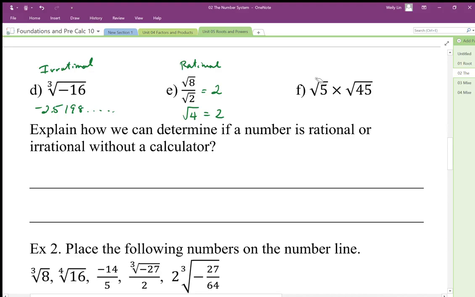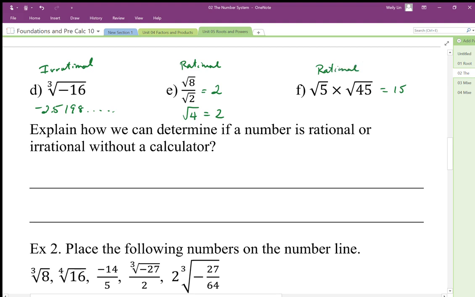So we're looking at square root 5. Well, that's irrational. Square root 45, that's irrational as well, because that's not a perfect square. But when I actually do this on my calculator again, square root 5 times square root 45, and again, I don't do the decimals with this, I just use the calculation on my calculator, it gives me exactly 15. So that means that this must be rational.